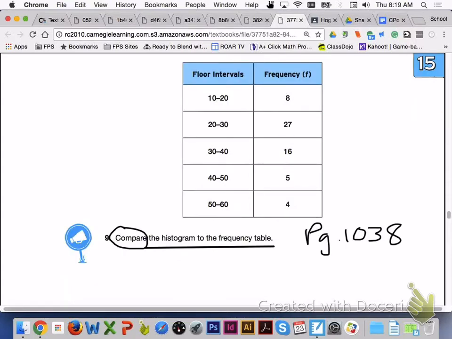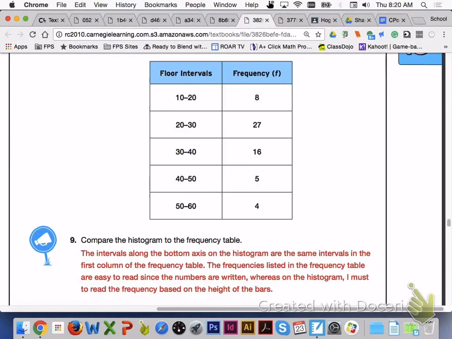Please refer back to page 1038 and compare the histogram to the frequency table above. Answer number 9 with your group members. For number 9, the intervals along the bottom axis on the histogram are the same intervals in the first column of the frequency table. The frequencies listed in the frequency table are easy to read since the numbers are written, whereas on the histogram, I must read the frequency based on the height of the bars.